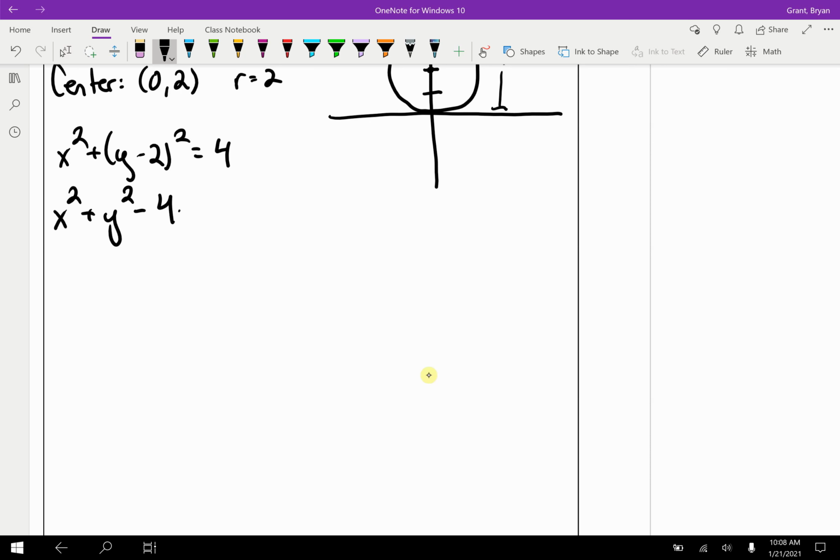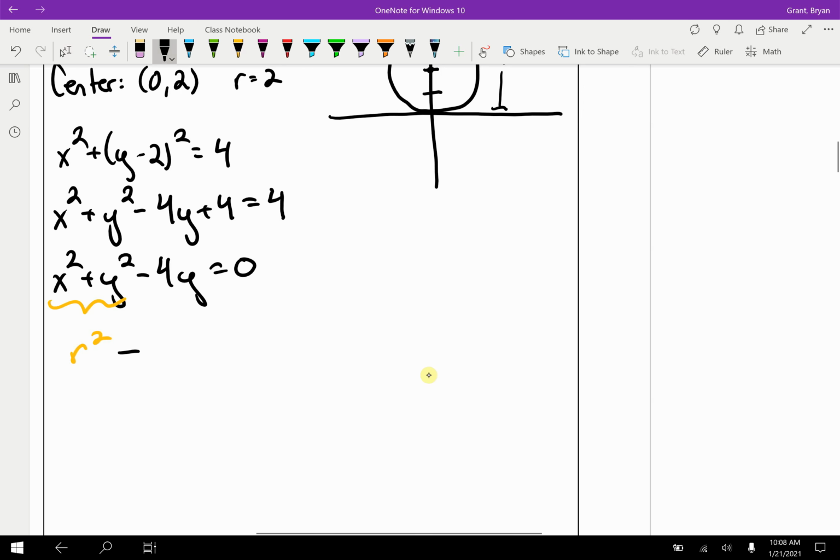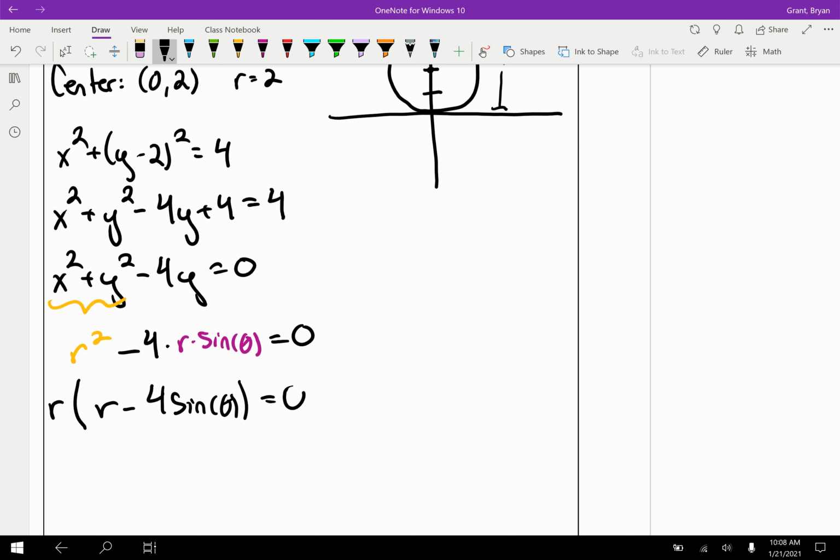Y squared minus 4y plus 4 equals 4. Maybe subtract off the 4 from both sides too, just so we don't have to worry about that. And then we can start replacing. X squared plus y squared is r squared, minus 4, and then we know that y can be replaced with r times the sine of theta, equals 0. From here, 2 terms, each term has r, so we're going to factor out the r. Leaves me with r times r minus 4 sine of theta equals 0.